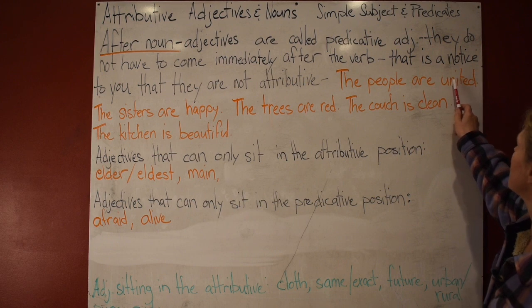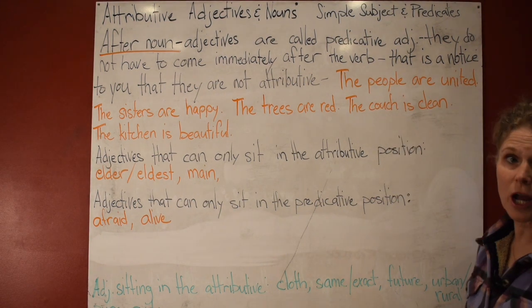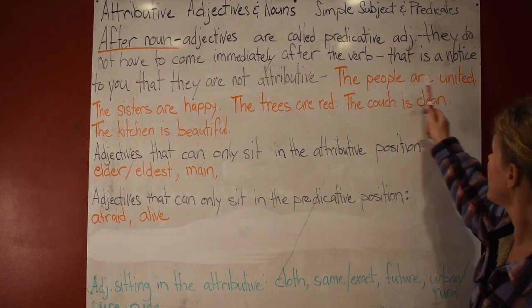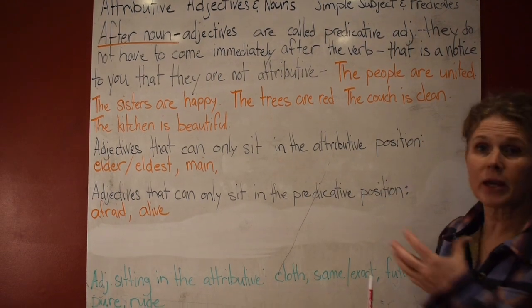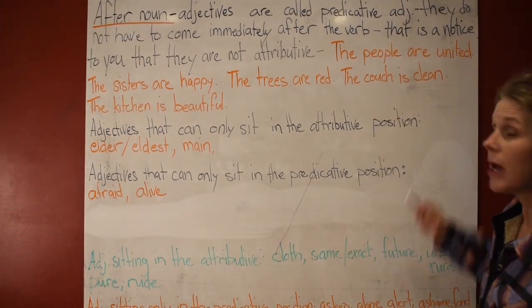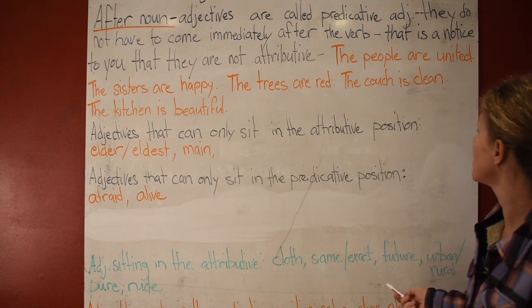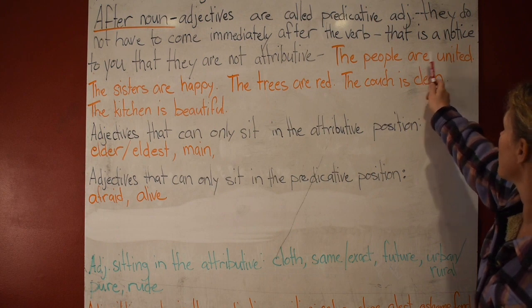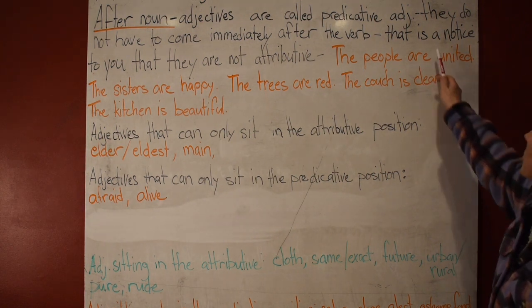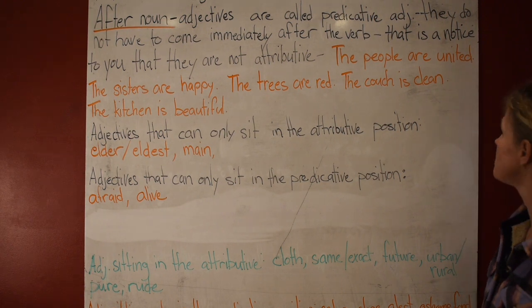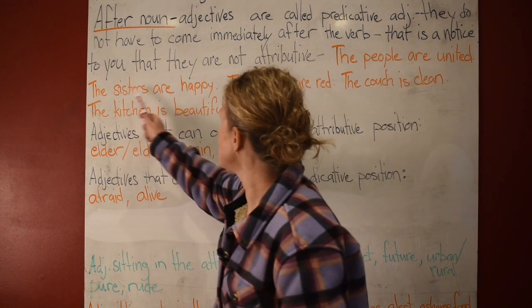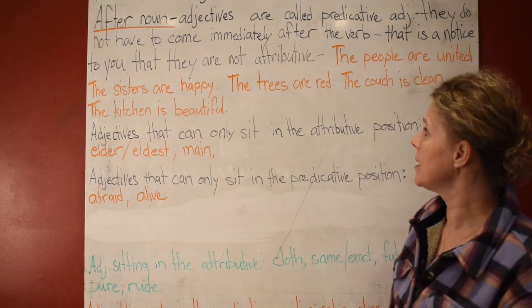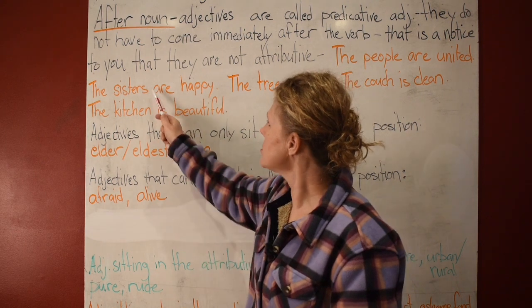Okay, so we can put it here. Now, oftentimes your attributive and your predicative adjectives can come before, can come after, they can move around the sentence however you want to put it. But the predicative one comes after the verb. Okay, so now, the sisters are happy. What's your verb? They are happy.